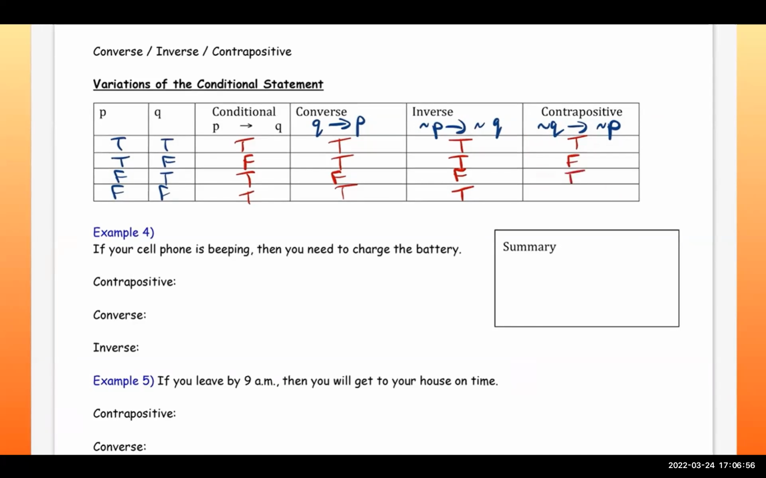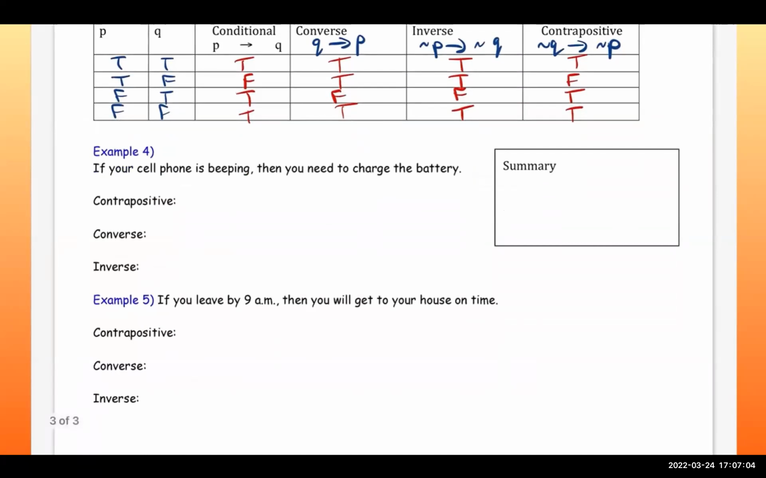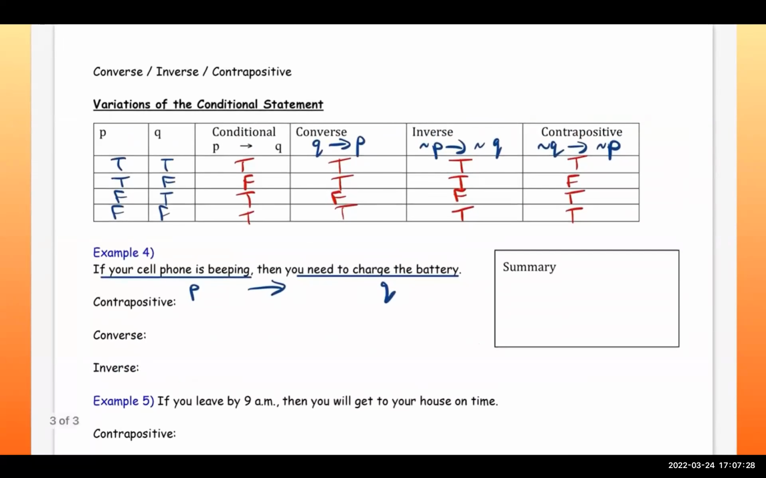All right, let's put this into action. If your cell phone is beeping, then you need to charge the battery. So that would be our P, and this would be our Q. Let's write the contrapositive. The contrapositive is when you do the negation and you also reverse the letters. So Q goes first and then P. So if not Q, then not P.